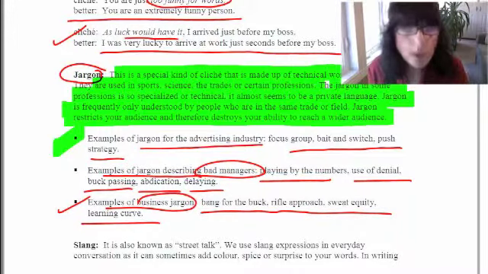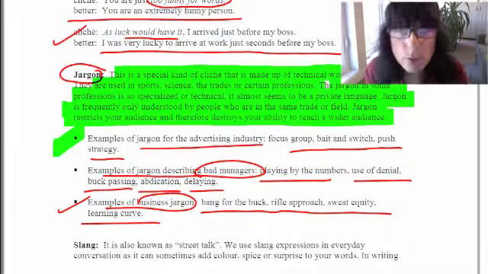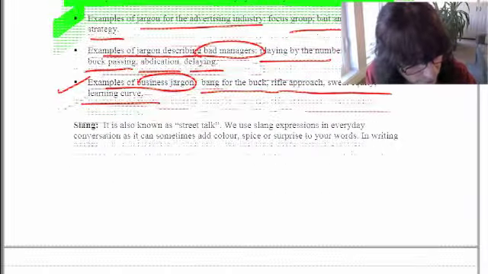So be careful when you're using jargon. It's fine within your own group, your own setting, your own profession, but you need to be careful in which settings you use jargon.